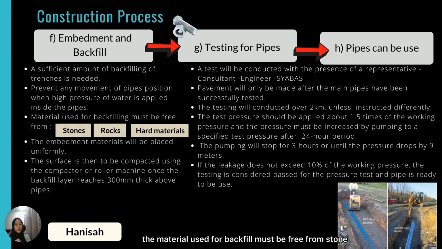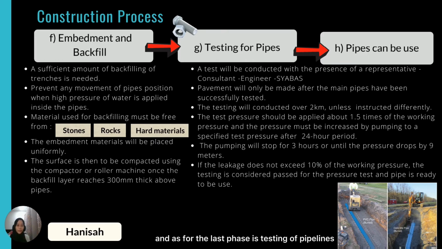The material used for backfill must be free from stone, rocks, or any other hard materials, and the embankment material will be placed uniformly alongside the length of the pipe. Next, the surface will be compacted using a compactor or a roller machine once the thickness of the backfill layer reaches 300 mm thick above the pipe.